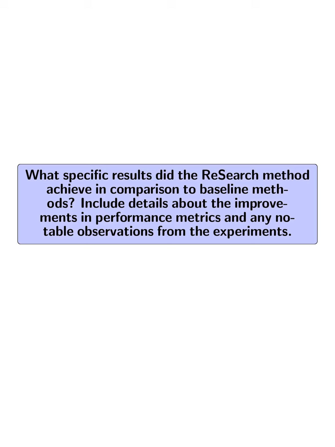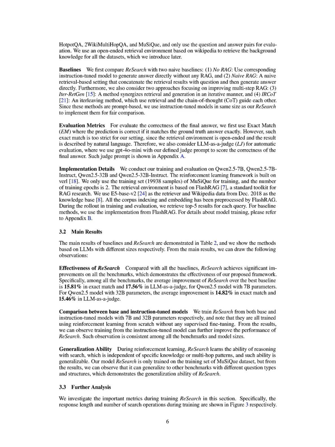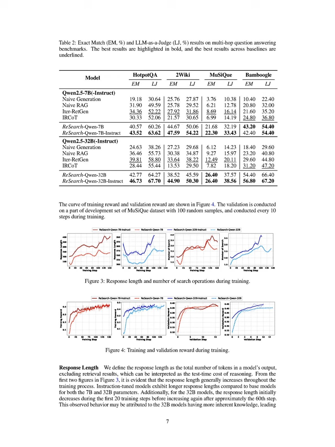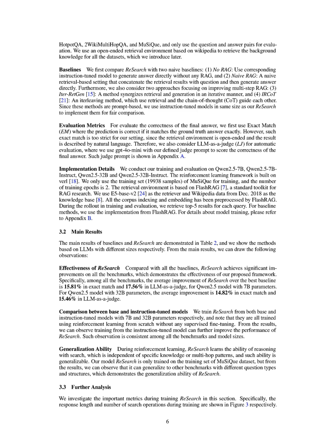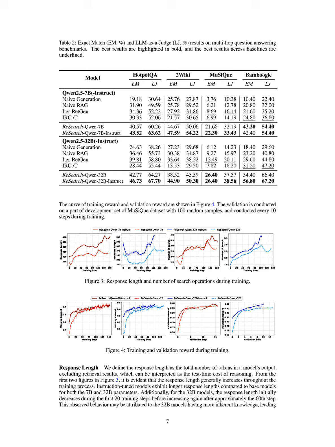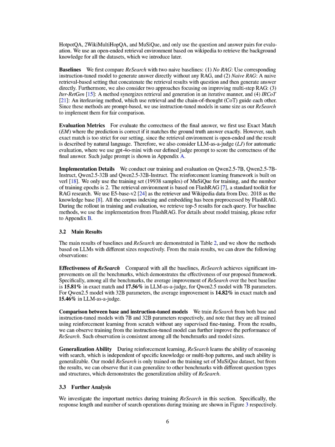What specific results did the ReSearch method achieve in comparison to baseline methods? Include details about the improvements in performance metrics and any notable observations from the experiments. The ReSearch method achieved significant improvements over baseline methods in multi-hop question-answering benchmarks. Specifically, it demonstrated an average improvement of 15.81% in exact match and 17.56% in LLM as a judge scores for the Qwen2.5 model with 7B parameters, and an average improvement of 14.82% in exact match and 15.46% in LLM as a judge for the 32B parameter model.